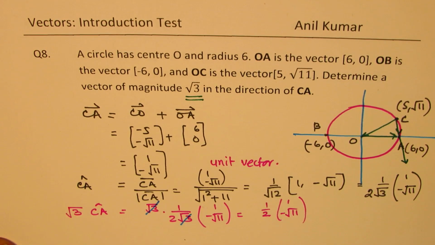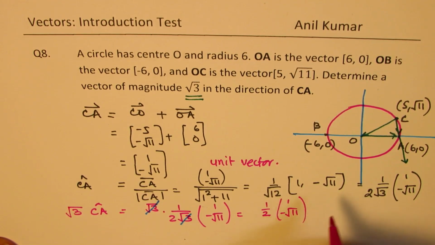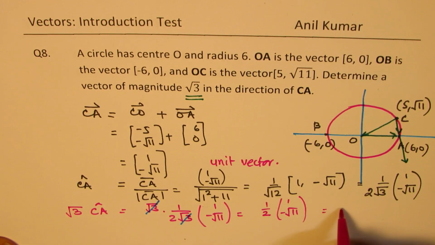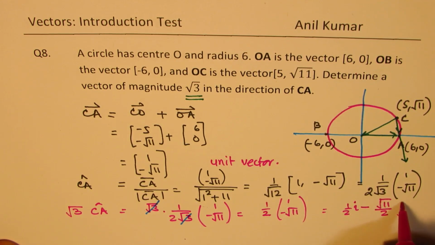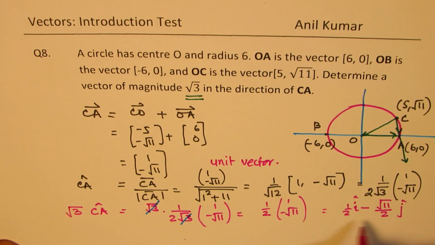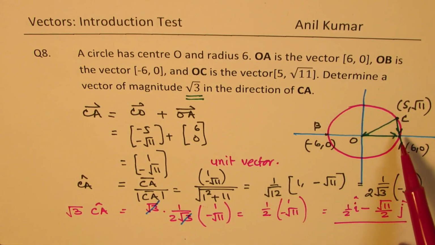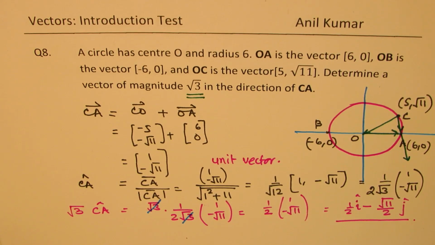Clear? Or you could also write this as half i minus square root 11 over 2 j. Either way. So that is a vector in the direction of CA with the magnitude of square root 3. Is that clear? So that is how you could answer this question.